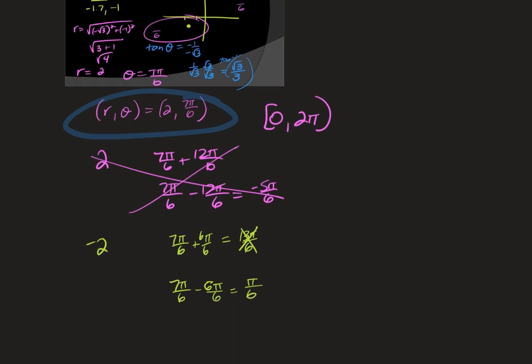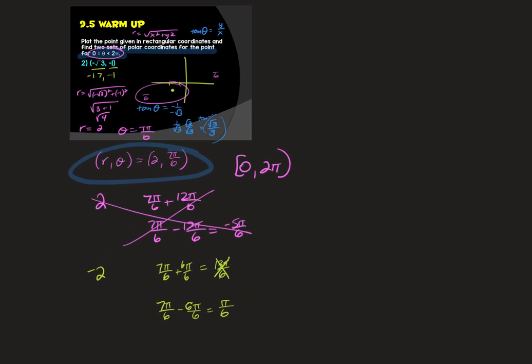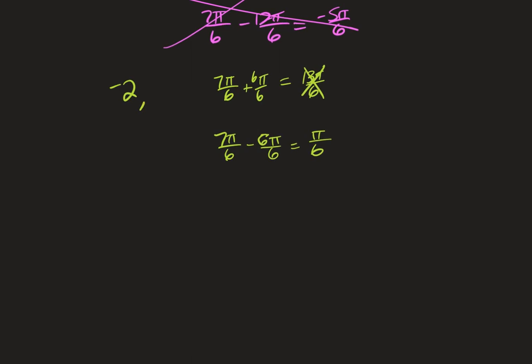Did I say 2? You only need to get 1 more. No, it says find 2 sets of polar coordinates for the point. So the original one that we got, that's the first one. Now I can only find 1 more, which would be pi over 6.